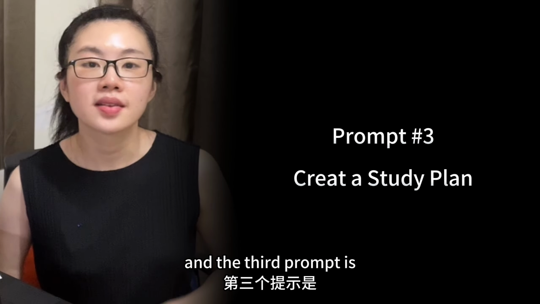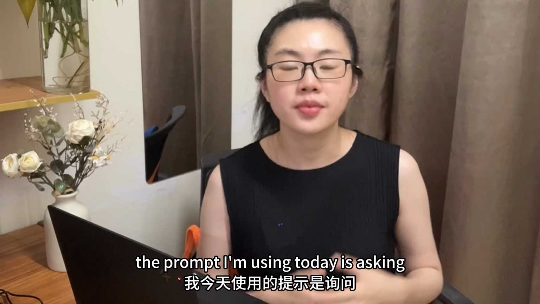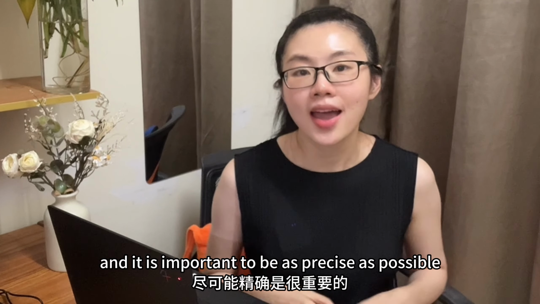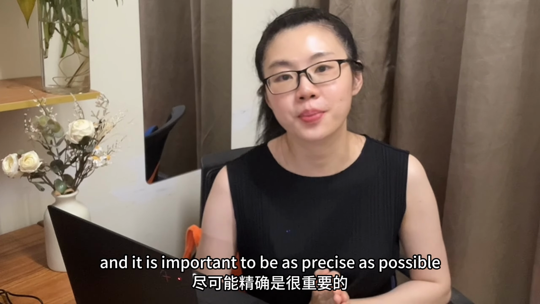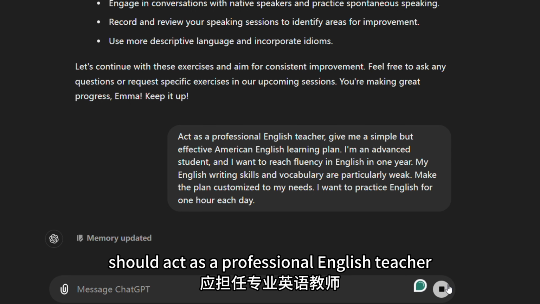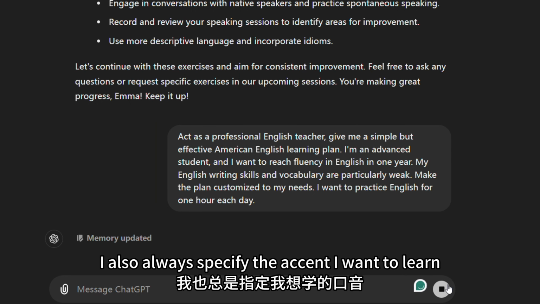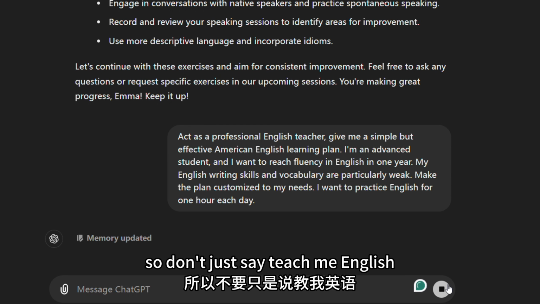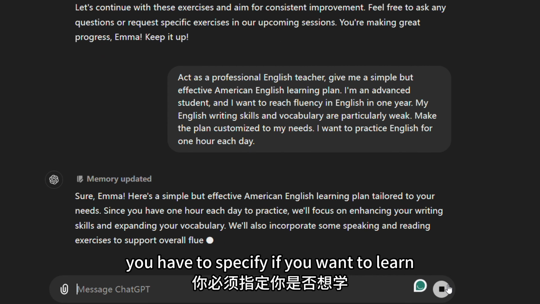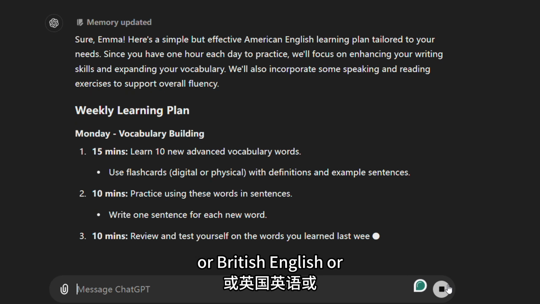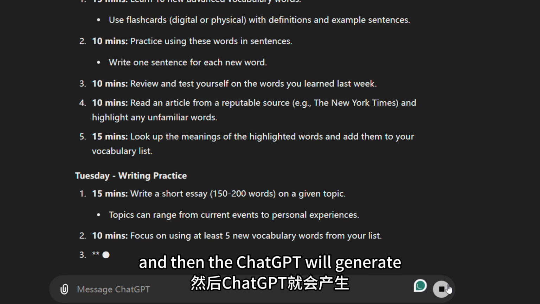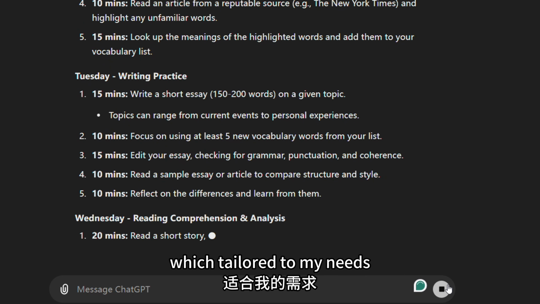And the third prompt is create a study plan. The prompt I'm using today is asking ChatGPT to create a customized learning plan for us, and it's important to be as precise as possible. That's why I start almost every single prompt by saying that ChatGPT should act as a professional English teacher. I also always specify the accent I want to learn, so don't just say teach me English or create a study plan for me. You have to specify if you want to learn American English or British English or Australian English. Then ChatGPT will generate the English learning plan tailored to my needs.